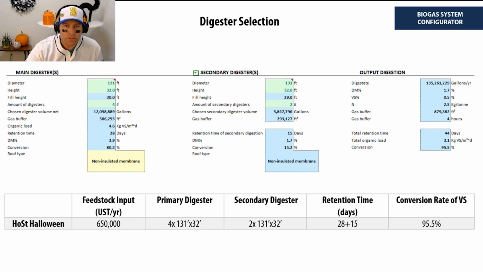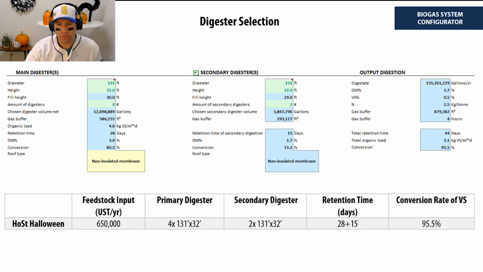Now, this is a really important point here. Conversion rate of VS. Remember, VS is volatile solids. And on a typical biogas plant, your typical technology provider out there, they're going to have conversion rates of 70 to 80%, meaning of all the volatile solids that enter the anaerobic digestion process, what percentage of those volatile solids are actually converted to biogas?